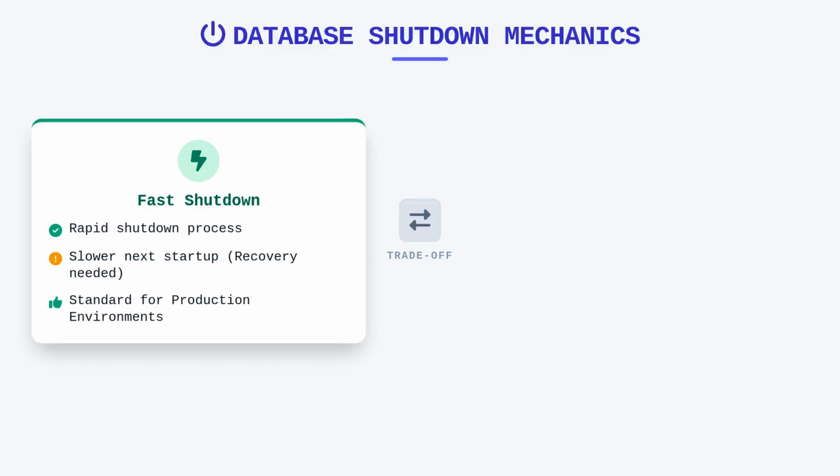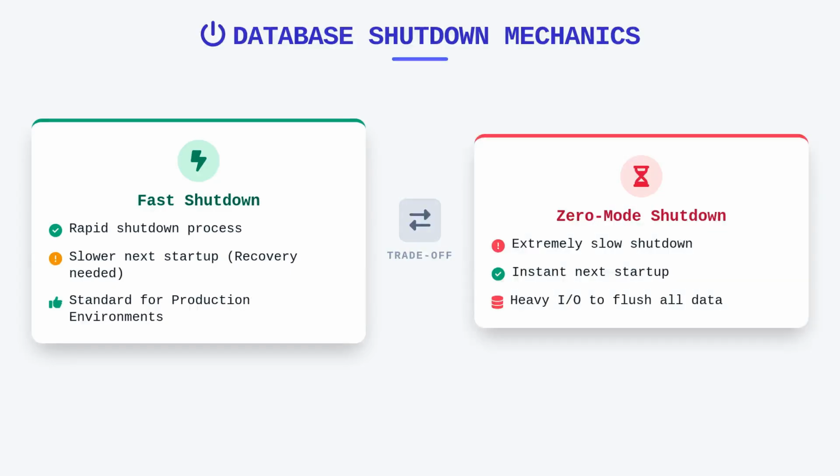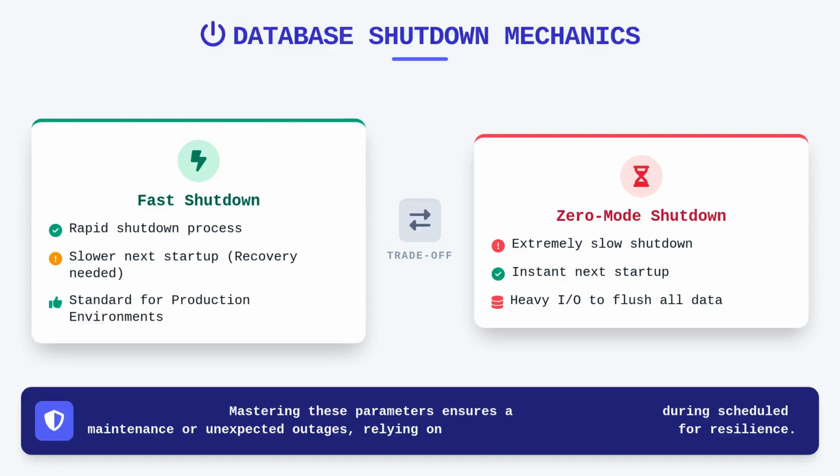In production environments with extremely large datasets, a zero-mode shutdown can take a significant amount of time, sometimes hours, due to the heavy I/O required to flush everything. Therefore, most administrators stick with the default fast shutdown and rely on the robust recovery capabilities of the InnoDB engine to handle the state at startup. By mastering these parameters, you ensure that your database is always in a predictable state, regardless of whether you are performing a scheduled maintenance window or responding to an unexpected outage.